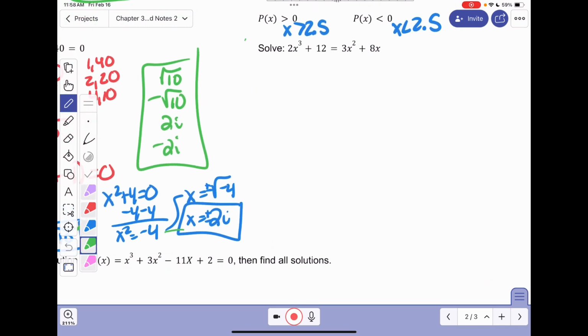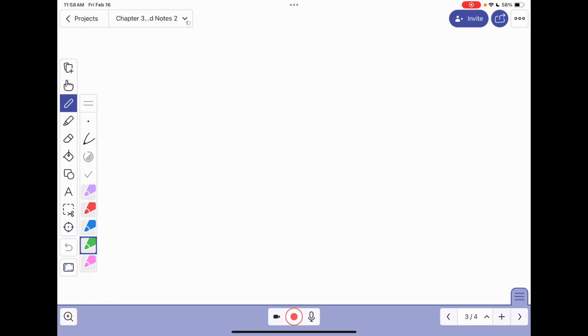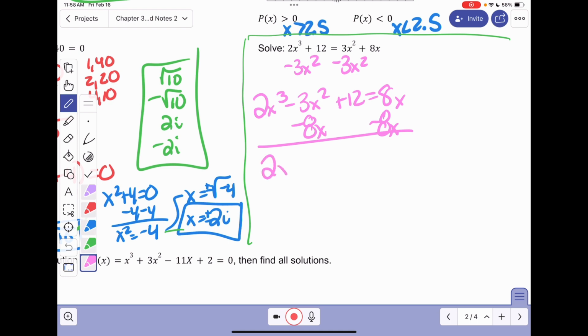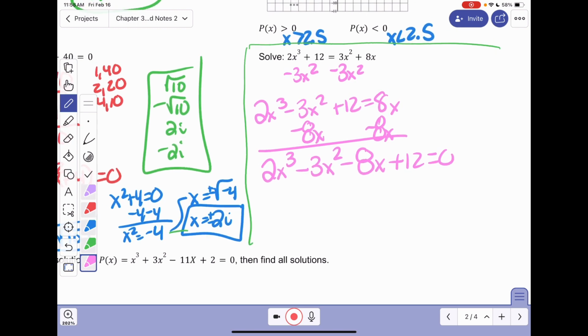This one here, if you get everything on one side, you can do the factor by grouping I showed you in the first one, or you can put it all on one side and try to graph it. That is completely up to you. Pause the video and solve it the way you want. Regardless, we need to get everything on the same side. So 2x cubed minus 3x squared plus 12 equals 8x. Then I'm going to subtract 8x from both sides, and I get 2x cubed minus 3x squared minus 8x plus 12 equals 0. There's no greatest common factor.